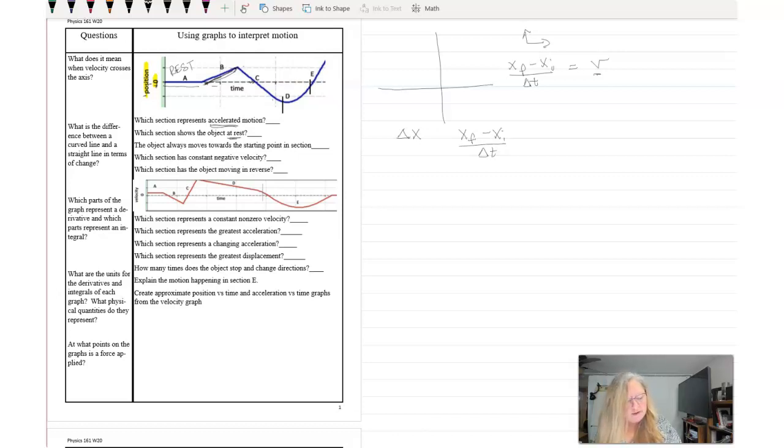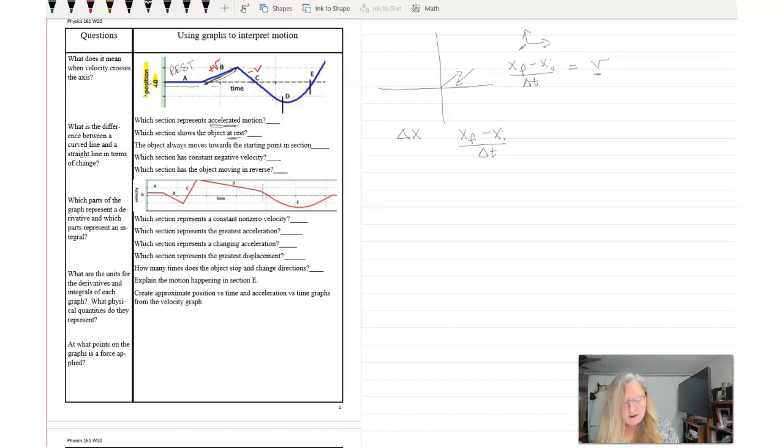That means I've gone out. My original vector is going out like that. Now I'm coming back towards the origin, so that vector is pointing in that direction. If that's the case, that's in a direction I've defined as negative. So let's label that. This is a positive velocity. This would be a negative velocity because it has a negative slope.